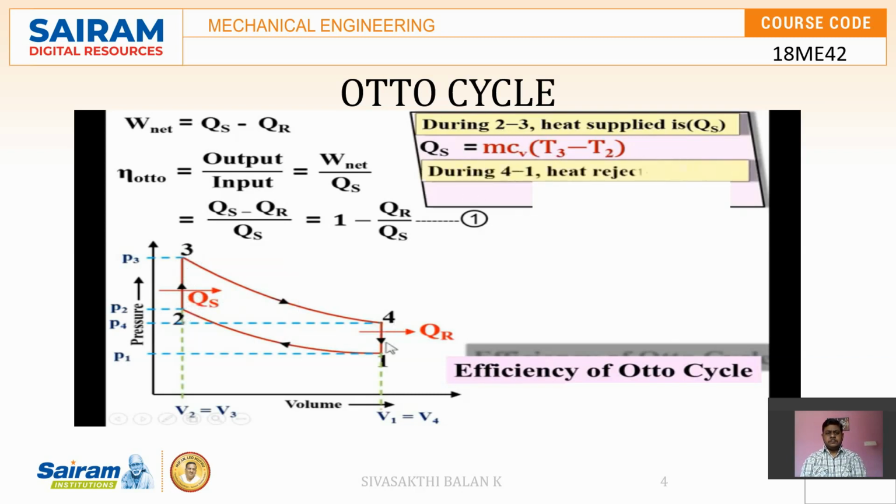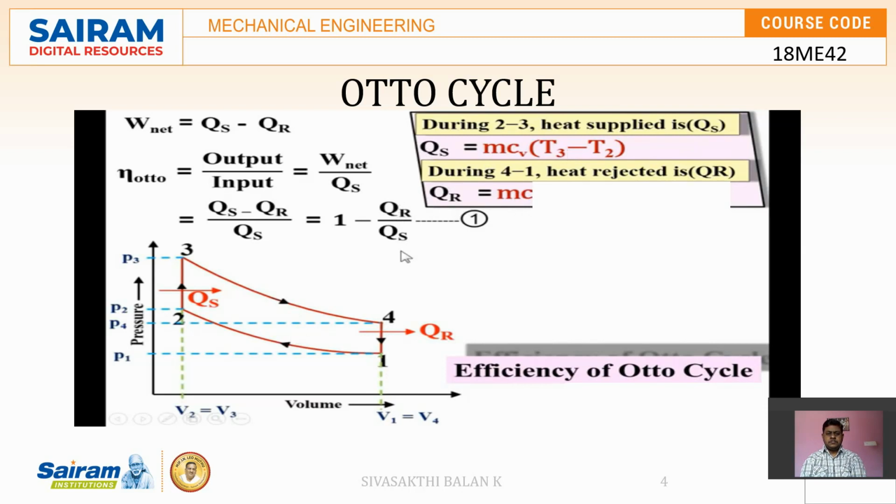Similarly, during the process 4-1, QR is the heat rejected. So I can say QR is equal to once again m C delta T, where m is the mass of the air, and C is the specific heat at constant volume, and that's why it is Cv, and delta T is the temperature difference. So you can see from this figure, T4 minus T1. So it is very simple to identify QS and QR from the diagram.